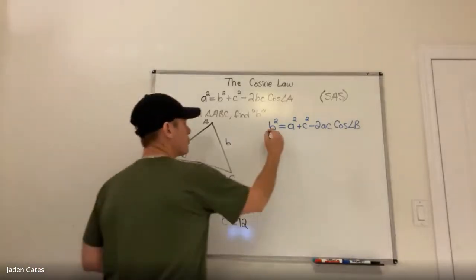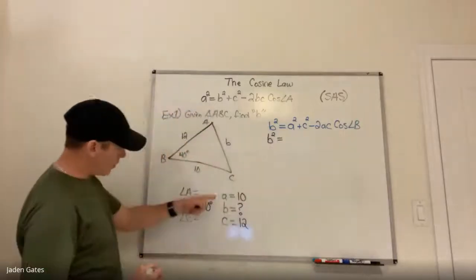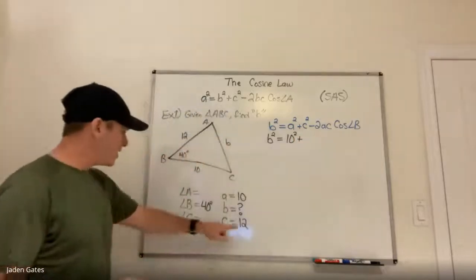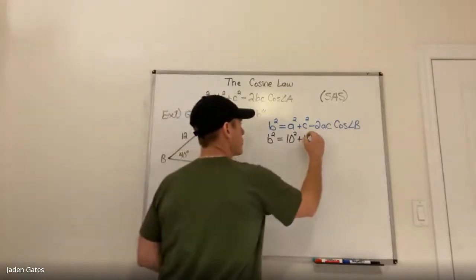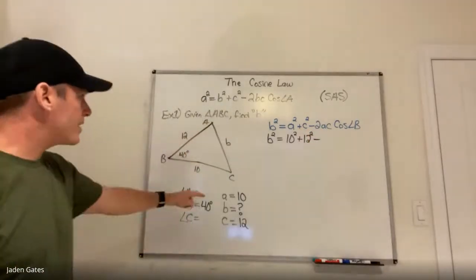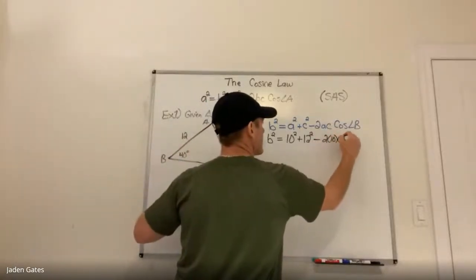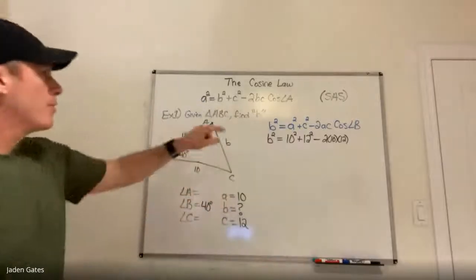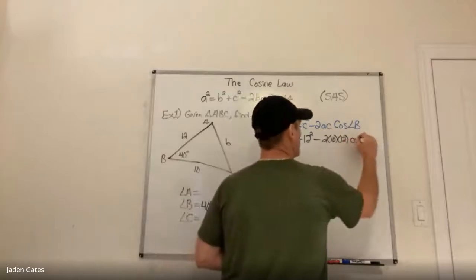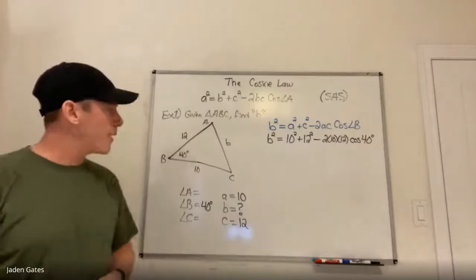And so I'm going to substitute in my known info. So I have b squared is equal to a squared. So a is 10. So we have a 10 squared there. C is 12. So I'm going to have a 12 squared. And then I got minus 2ac. So minus 2 times a and times c times the cosine of angle B, which is 40 degrees here. All right, there we go. So I've substituted in all my information.